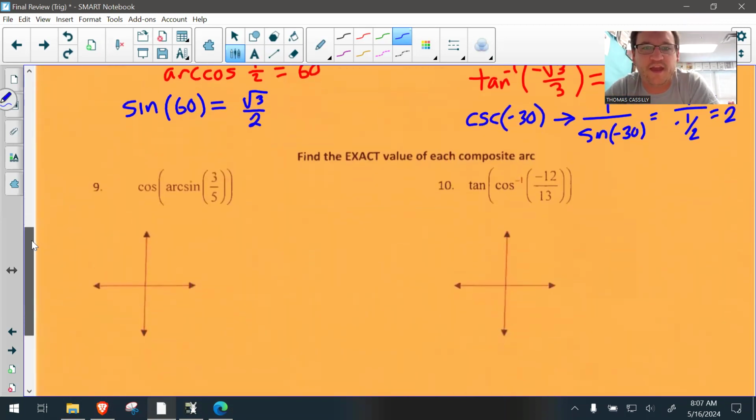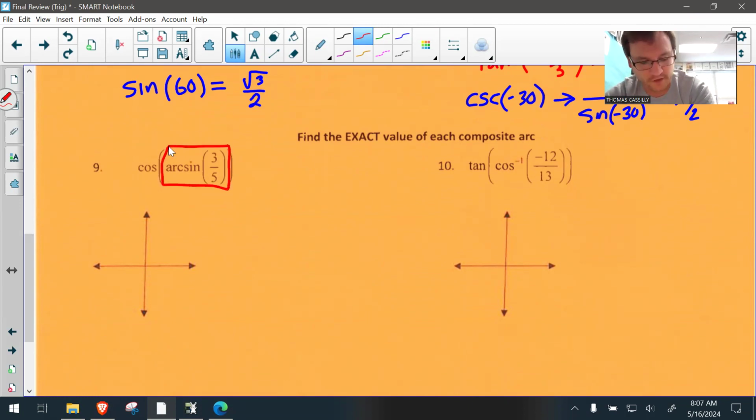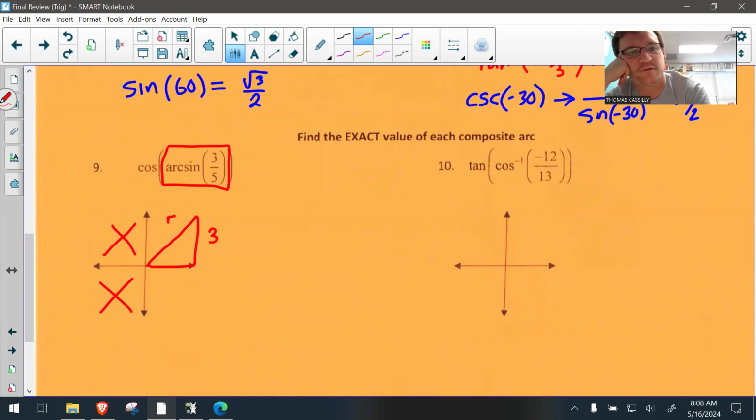Now, the next one, find the exact value. They are asking us basically, we're going to have to do the Pythagorean theorem. So again, arc sine. Where is arc sine defined? Arc sine is only defined in quadrant 1 and quadrant 4. So they're telling us the opposite over the hypotenuse is this way, and that's a positive number. Sine is only positive in the first quadrant. All right, so you have a 3, you have a 5. Using your Pythagorean theorem, we can get this as a 4.